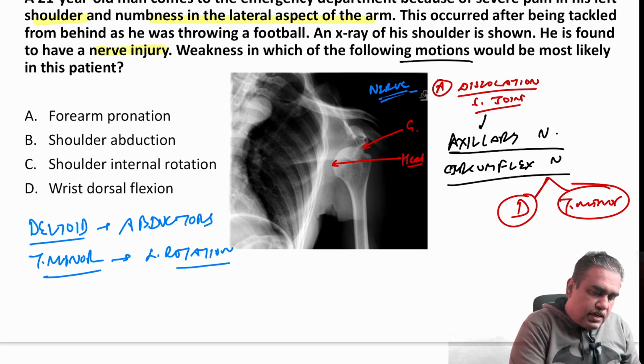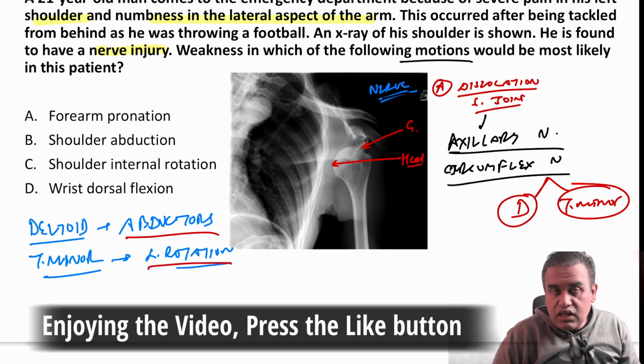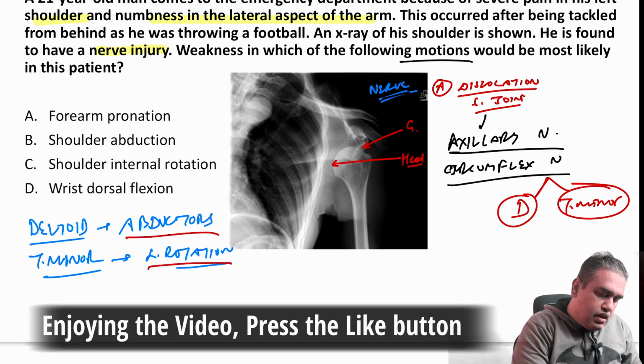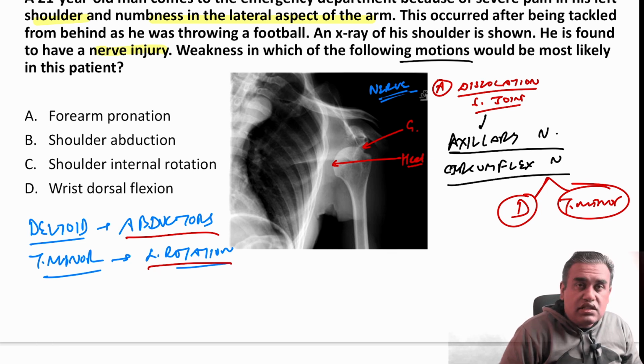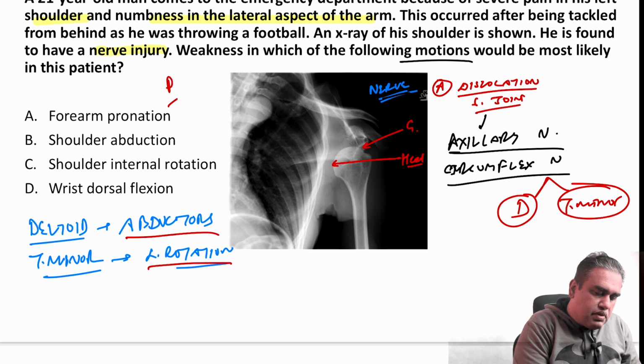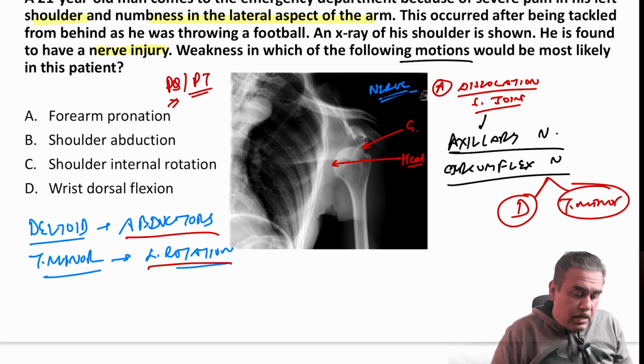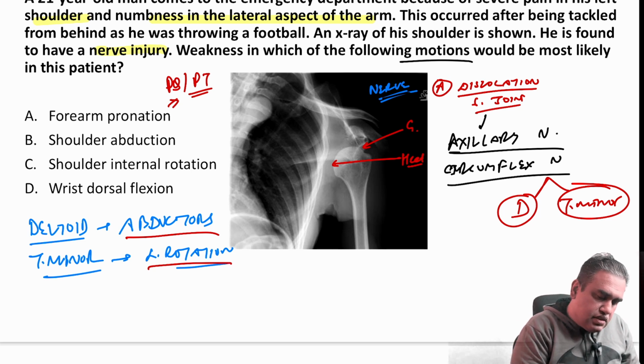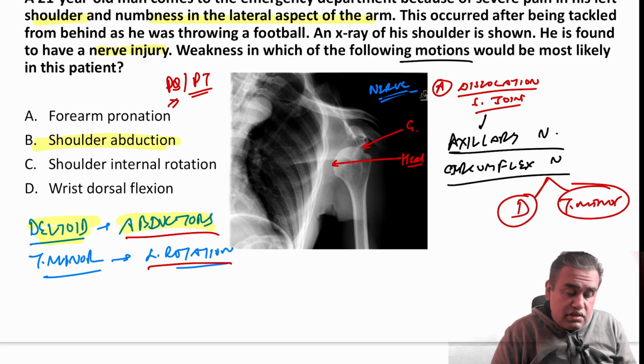So these two actions will be involved because we identified which nerve is injured and what the muscles are. अब देख लो options. First option is forearm pronation. Now forearm pronation relevance यहाँ नहीं बनेगा because it is done by other muscles, not these two. The axillary nerve does not supply. Shoulder abduction, perfect answer बना. Shoulder abduction, deltoid गया because axillary nerve is damaged.